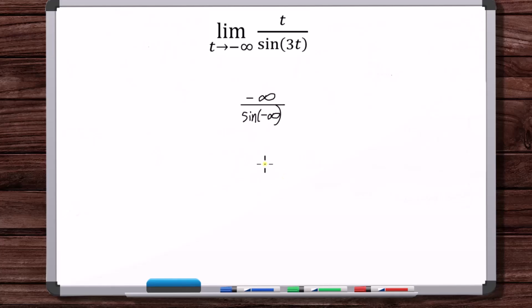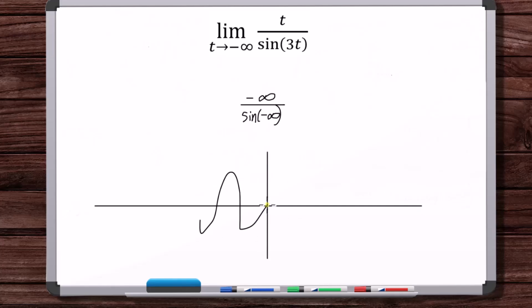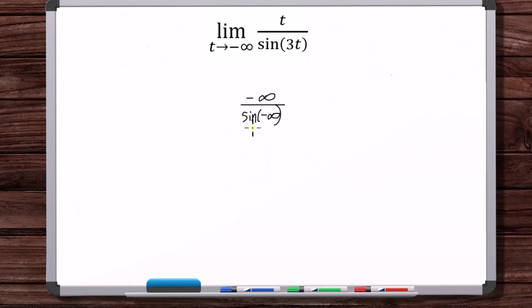What is the sine function doing? Well, we know sine and cosine just oscillate forever and ever between minus 1 and 1. We have this multiplier, this 3 here, but that's just going to change the period, cutting the period down by a factor of 3. This function is still just going to be oscillating forever and ever between minus 1 and 1. And so that's an issue, because with a minus infinity up here, you're going to be flip-flopping between a positive and a negative value.